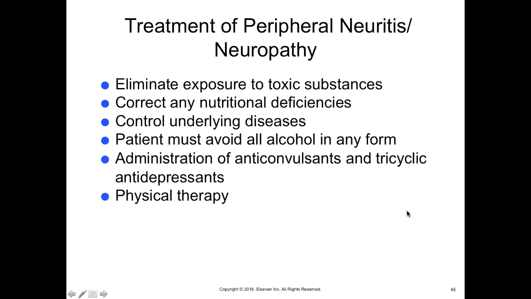Treatment of peripheral neuritis and neuropathy. Eliminate exposure to toxic substances if that's the cause. Correct any nutritional deficiencies if that's the underlying cause. Control the disease. The patient must avoid all alcohol of any form, and treatment includes administration of anticonvulsants and tricyclic antidepressants, and physical therapy.